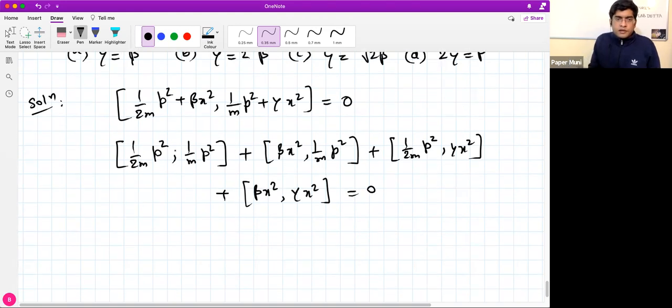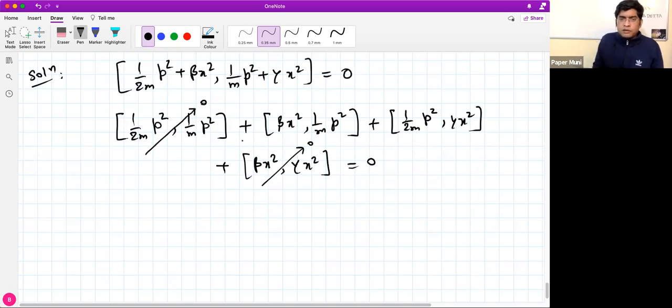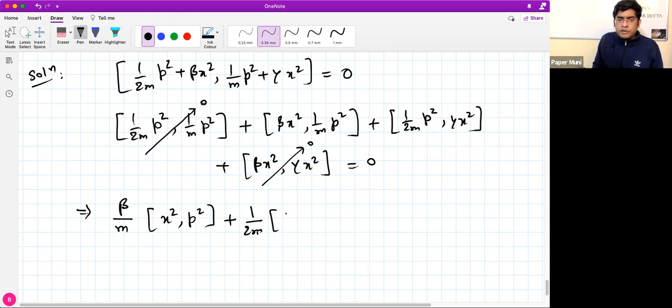Now just see this will be what? This will be 0. Both are p square. All right, this is 0, and in this case both are x square. This is 0. So what are you left with? These two terms. So in this case, you can take out the constants as it is. So b by m comes out. So you have x square px square plus, now in this case you have 1 by 2m, this is p square. Now this x square is equal to 0. All right.